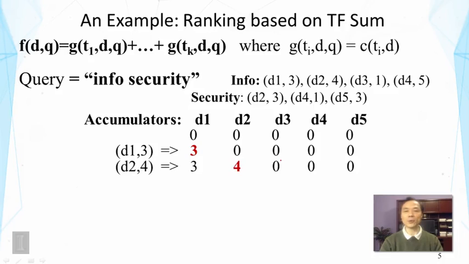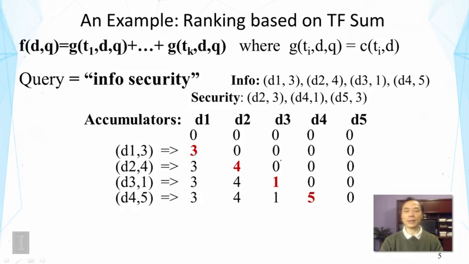Of course, at this point, we will allocate the score accumulator as needed. And so at this point, we allocated D1 and D2. And the next is D3. And then we add 1, we allocate another score accumulator for D3 and add 1 to it. And then finally, D4 gets a 5 because the term information occurred 5 times in this document. Okay, so this completes the processing of all the entries in the inverted index for information. It processed all the contributions of matching information in these 4 documents.